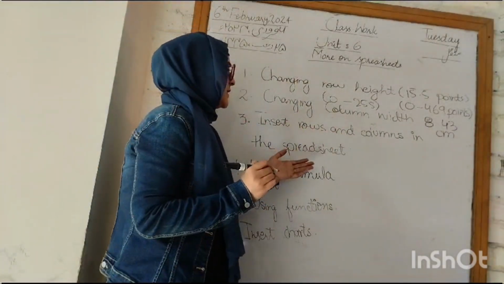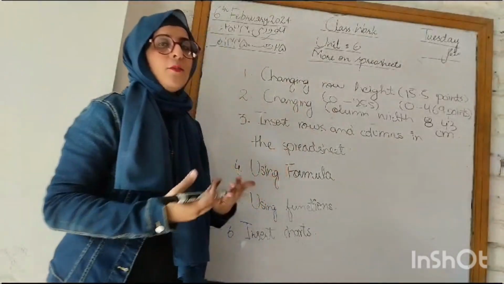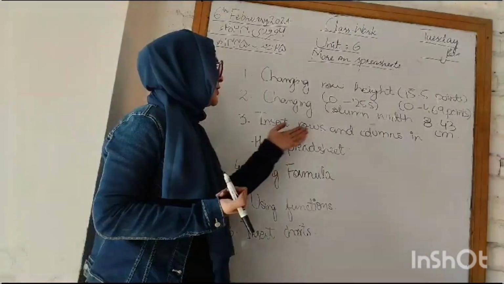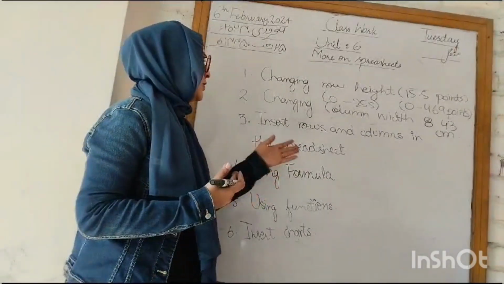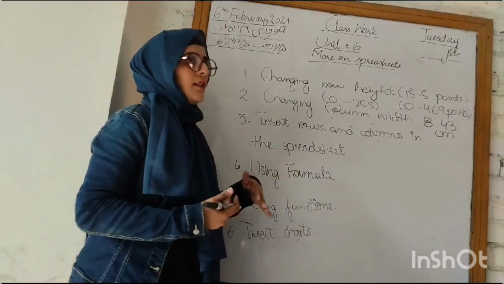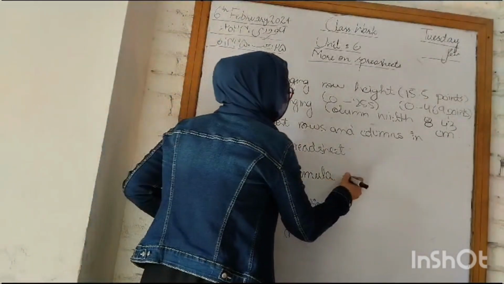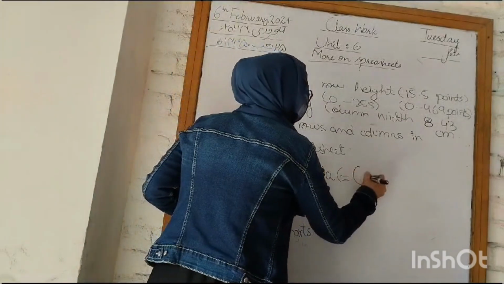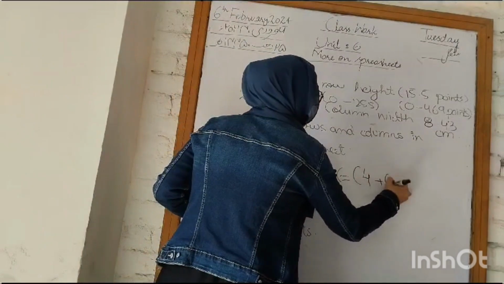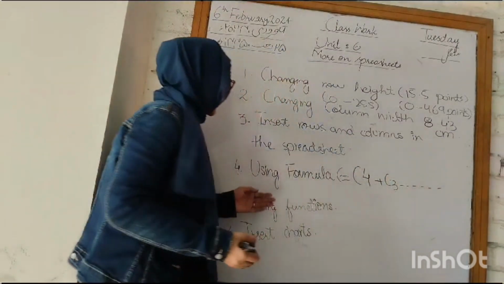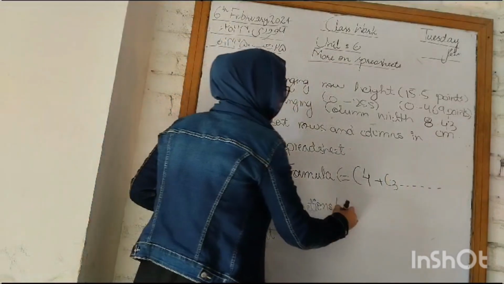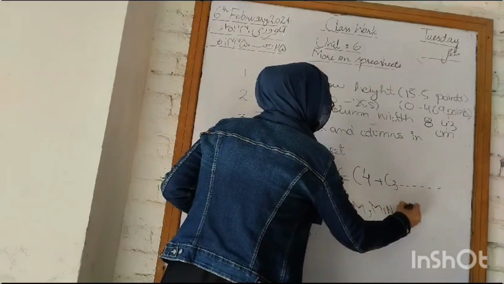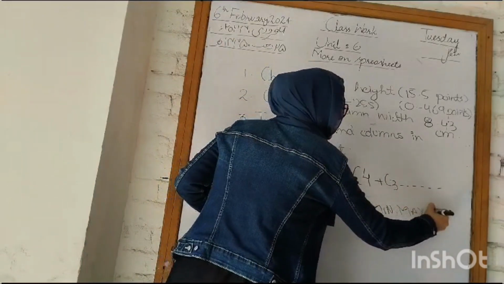Insert rows and columns in the spreadsheet. I have told you before, you have to go to the cell group, then home tab, then insert rows, and the same procedure is for columns. Using formulas, I have told you before how to use a formula. Start with the equal sign and then the names of different cells, C4, C3, and so on. Then using functions, the functions were sum, minimum, maximum, and the average function.